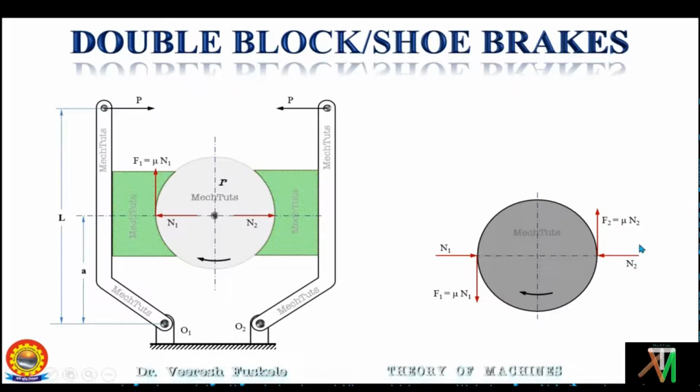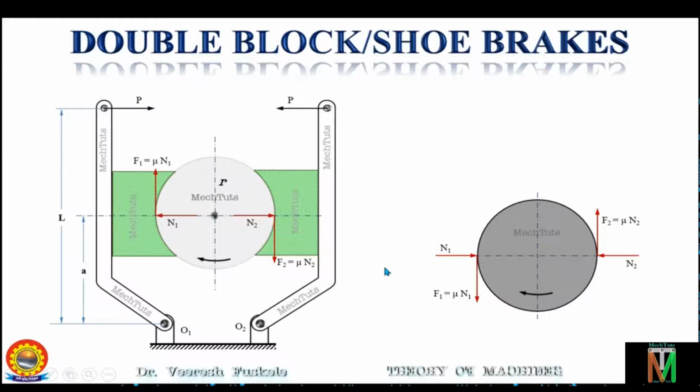So equal and opposite force of friction will be acting on the block on the right hand side. So the force of friction on the right hand side block will be in the downward direction as shown here, and it will be F2. So these are the forces acting on both the left side and the right side block when the drum will be rotating in the clockwise direction.